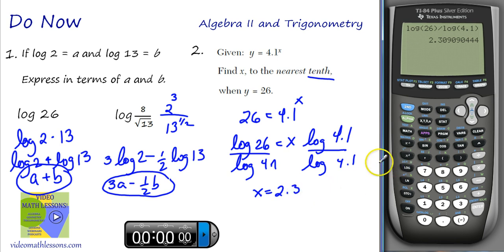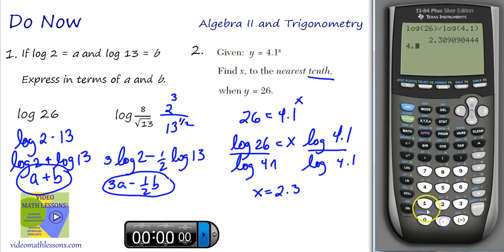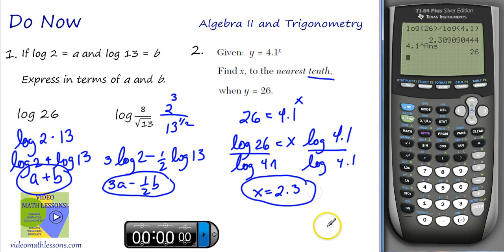Now I can check this. Now, if I type in 4.1 to the x power, if I use 2.3, it's not going to be perfect. So what I can do is I can go 4.1, and I'm going to check the actual answer up here by using second answer, and hit enter, and it works out to be 26. So this is a good answer.